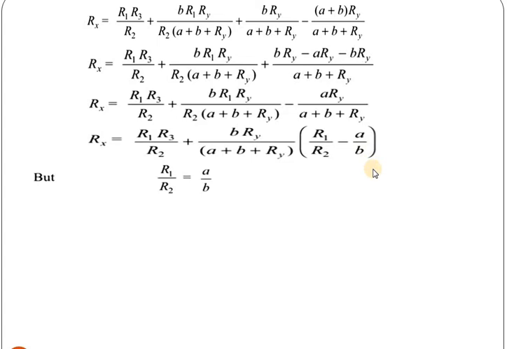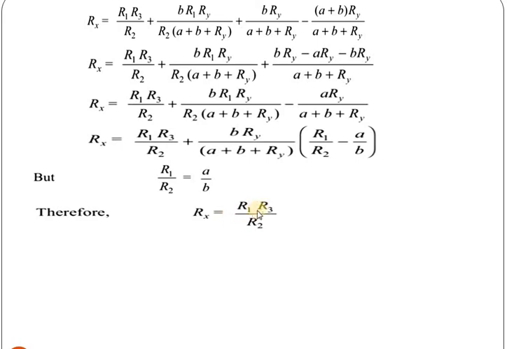So now already we know that R1 by R2 is equal to A by B. Okay, from this, now substitute this R1 by R2 as A by B. Now this A by B minus A by B cancel each other, and finally we got that Rx is equal to R1 R3 by R2.